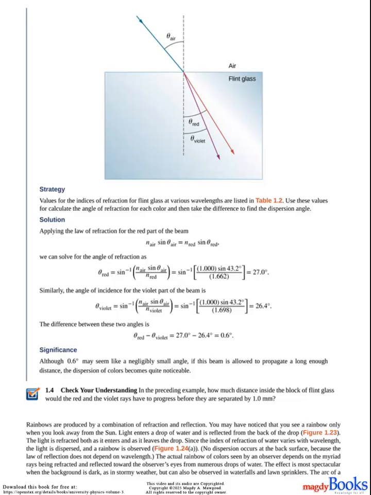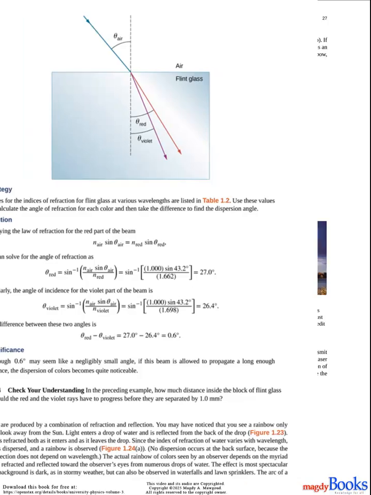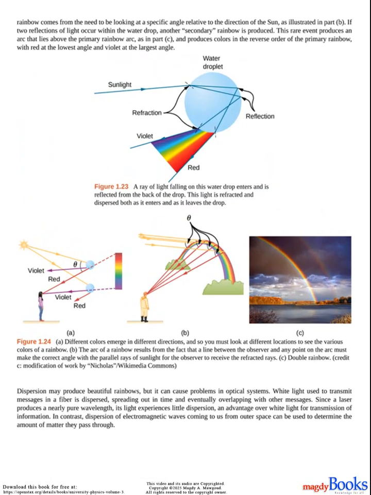The actual rainbow of colors seen by an observer depends on the myriad rays being refracted and reflected toward the observer's eyes from numerous drops of water. The effect is most spectacular when the background is dark, as in stormy weather, but can also be observed in waterfalls and lawn sprinklers. The arc of a rainbow comes from the need to be looking at a specific angle relative to the direction of the sun, as illustrated in Part B.